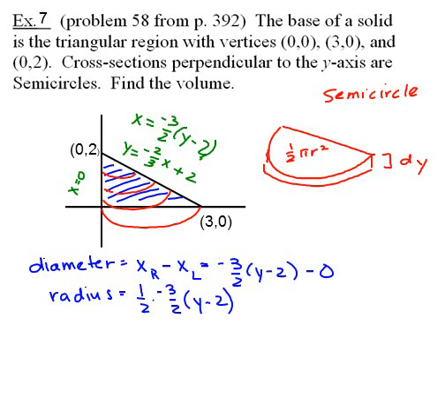The integral describing this volume will be 1/2 pi, that's from our area formula, times the integral from y equals 0 to y equals 2, which are the lower and upper bounds of the triangular region, of negative 3/4 times y minus 2 squared. This was our radius squared, dy.